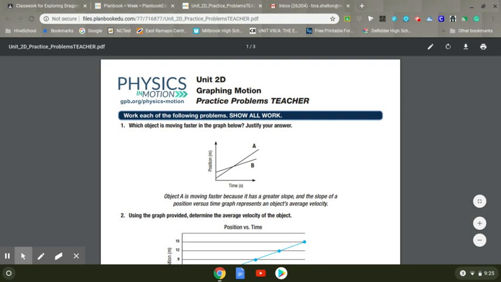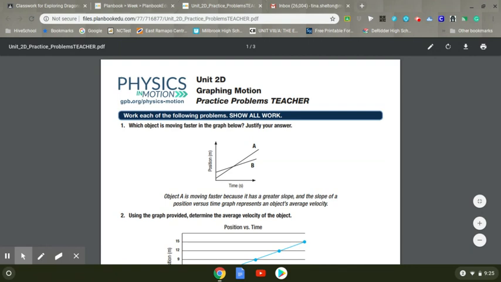Okay, so let's go over the practice problem worksheet in graphing motion. Question number 1 says, which object is moving faster in the graph below, and justify your answer. Well, if you look at slope, slope will tell you how fast something is going. So the steeper the slope, the faster the object is moving.